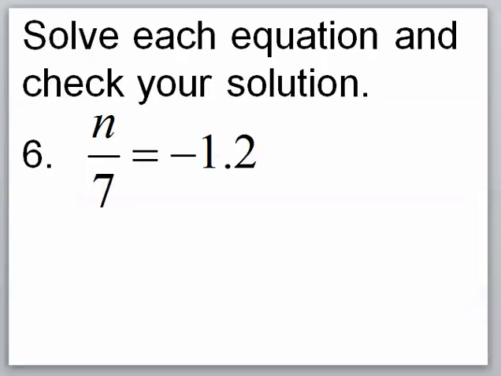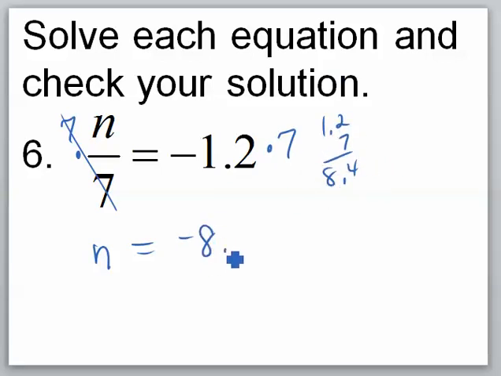As we work through some of these other problems here, now we have n on top, and we're dividing by 7. The opposite of dividing by 7 is multiplying by 7. There's actually 2 ways to do all these problems. Okay, negative divided by a positive is a negative, and when you multiply, you get 8.4.